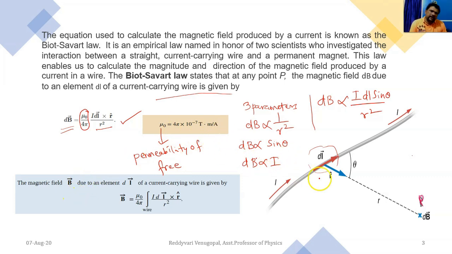Okay. Then the total magnetic field induction B at point P due to the entire current carrying conductor wire is given by B bar is equal to mu naught by 4 pi integral over the wire Idl bar cross r bar divided by r square. By using this formula, we can find out the total magnetic field at point P due to the entire current carrying conductor. Here, just remember this one. This is a unit vector in the direction of r bar vector.